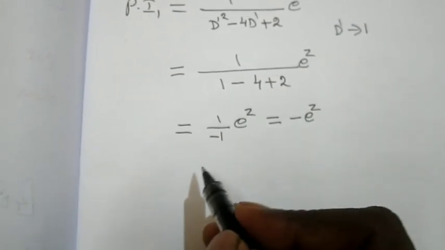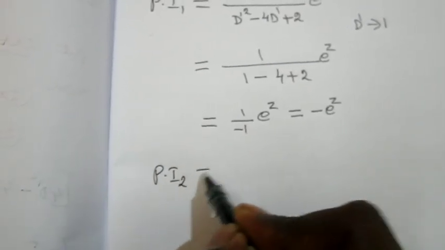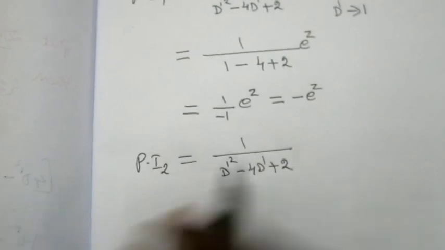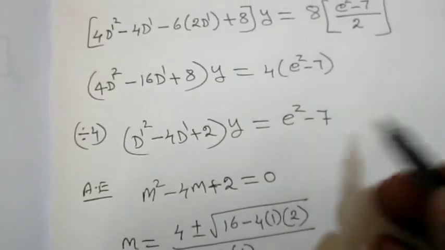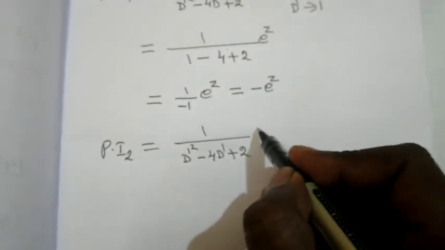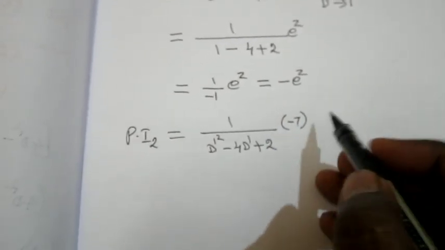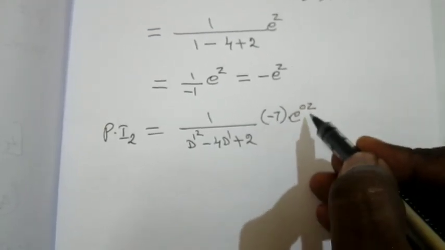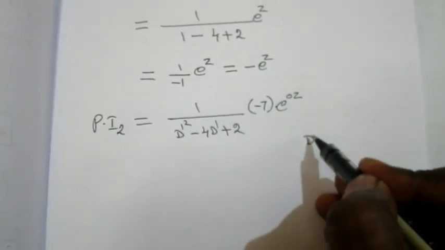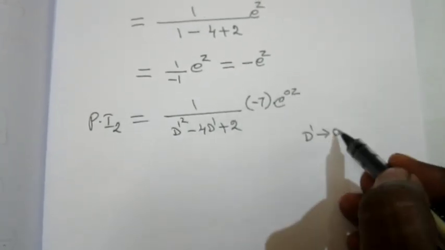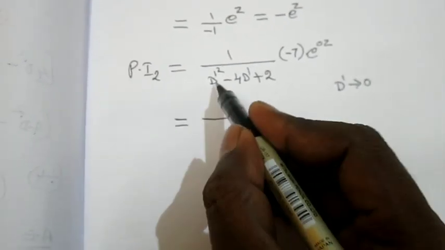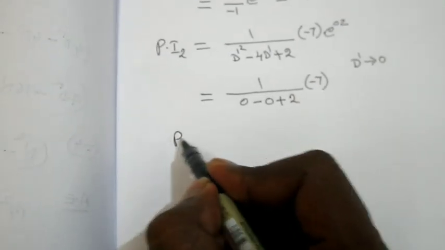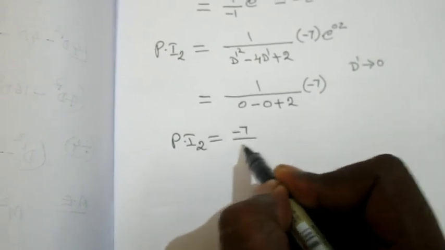Next I am going to find out particular integral 2: 1 by D dash square minus 4D dash plus 2 into the second term, minus 7. This term can be written as minus 7 e power 0 z, because every term can be written as a multiple of 1, and that 1 is e power 0 z. So D dash is replaced by the coefficient of z, 0. So 1 by 0 minus 0 plus 2 into minus 7. Finally particular integral 2 is minus 7 by 2.